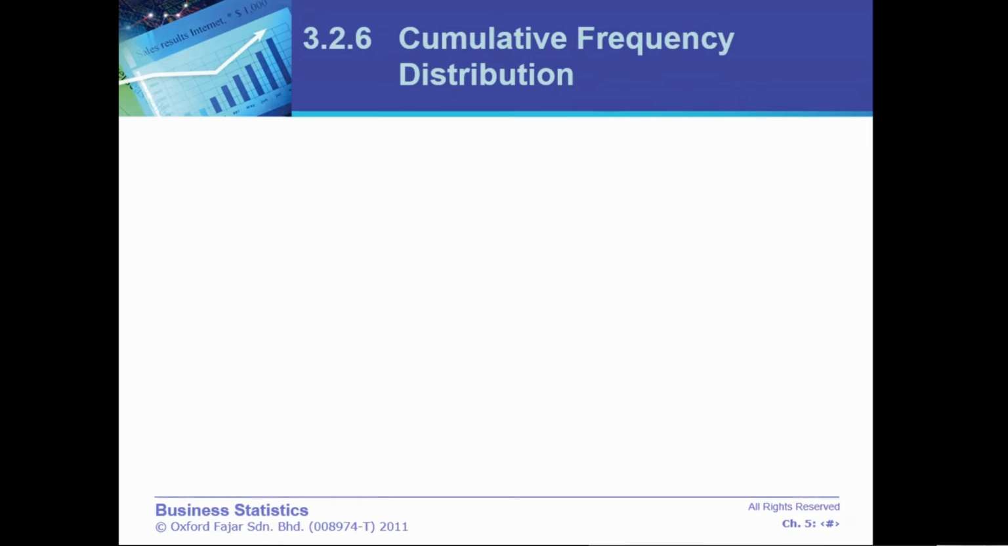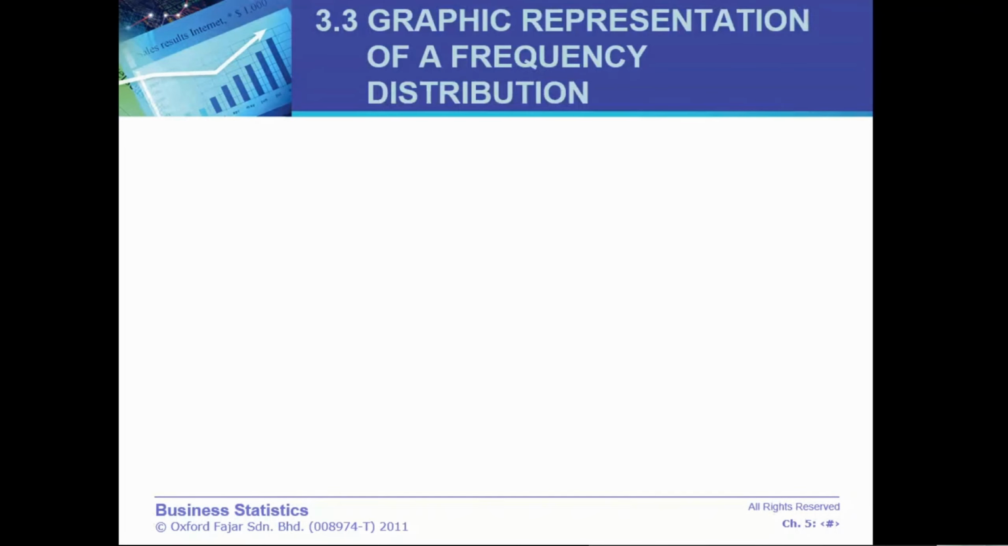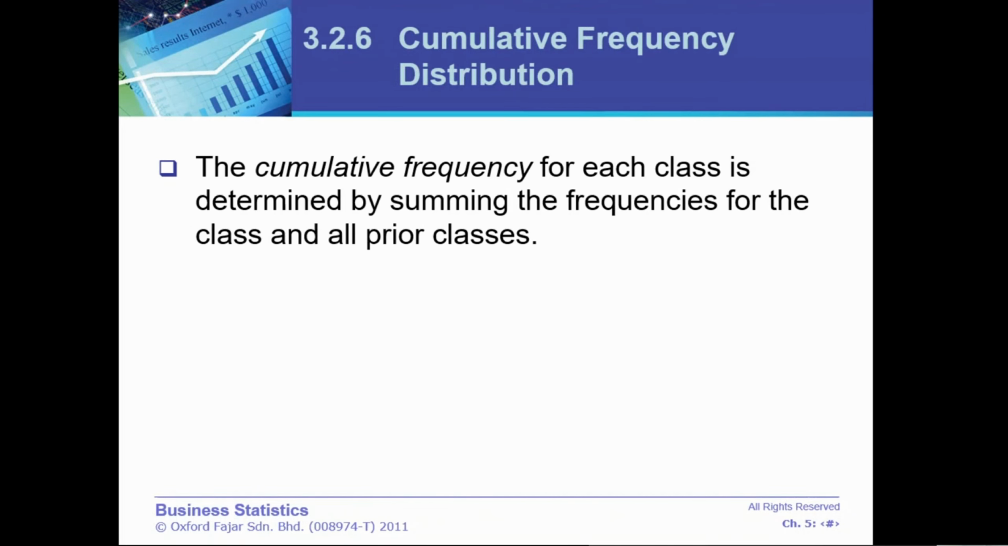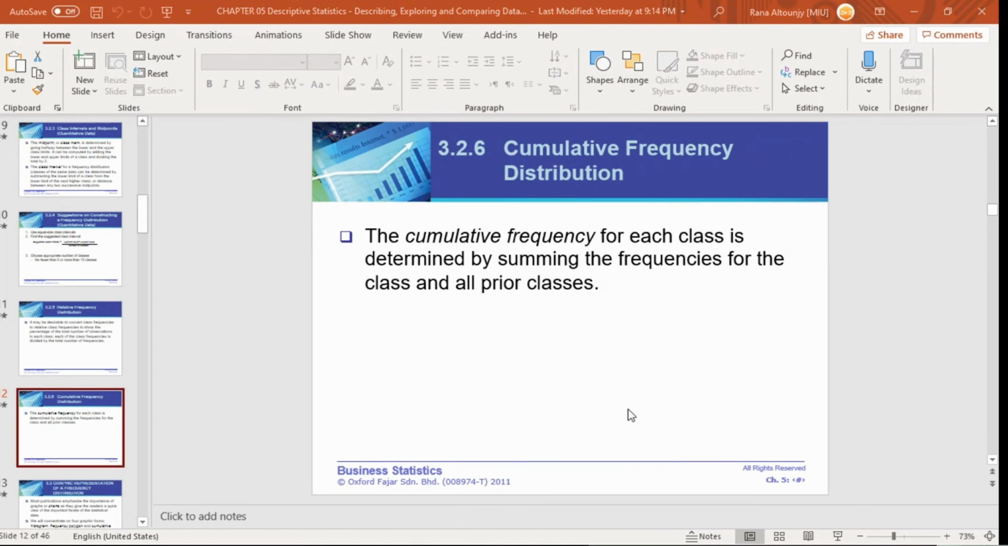We also have a cumulative frequency distribution. The cumulative frequency for each class is determined by summing the frequencies for the class and all prior classes. This one I'm going to explain now in a more in-depth example.